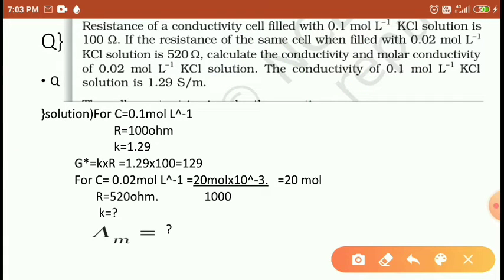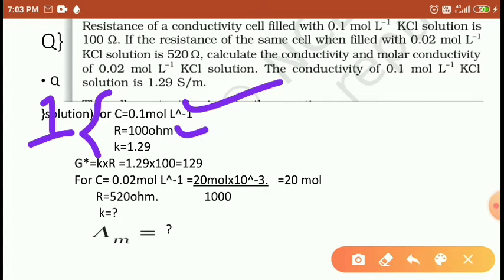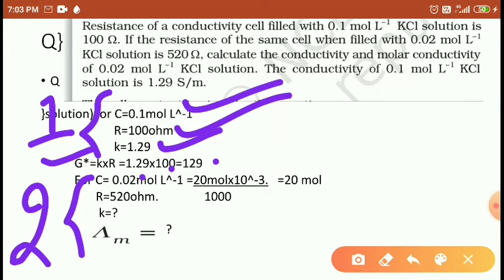So here, this is the first solution: concentration 0.1, resistance 100 ohm, conductivity 1.29. We are using the same cell for the second solution also, that's why we use the cell constant, G star, equal to K into R. K is 1.29, resistance is 100, that is 129. And this is the second solution: concentration 0.02, resistance 520, conductivity and lambda m to find. So 0.02 converts into 20 millimoles per liter.